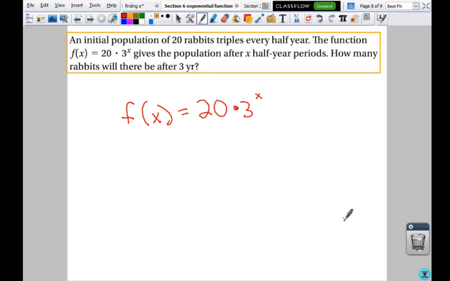Okay, so there's 2 half-year periods in 1 year, right? How many are you going to have in 2 years? How many are you going to have in 3 years?